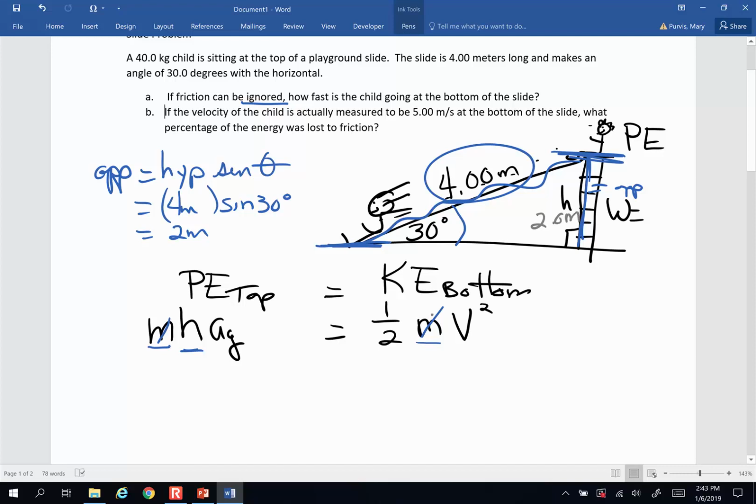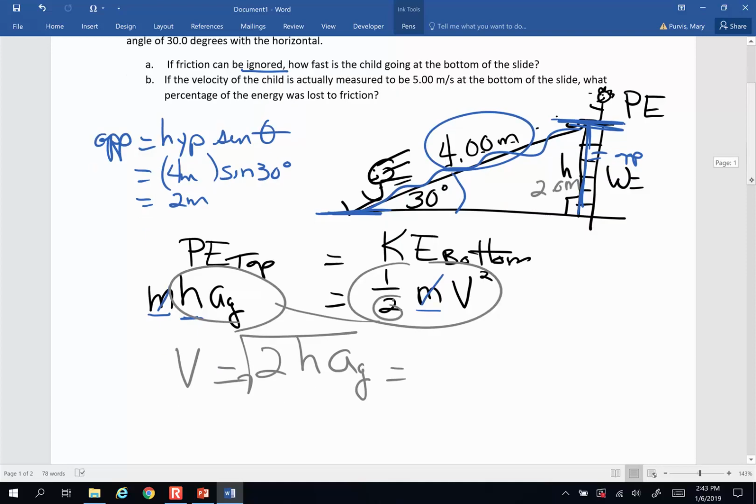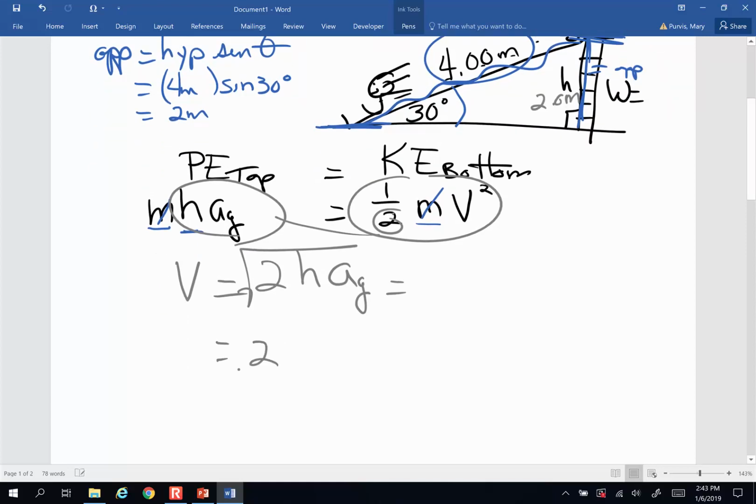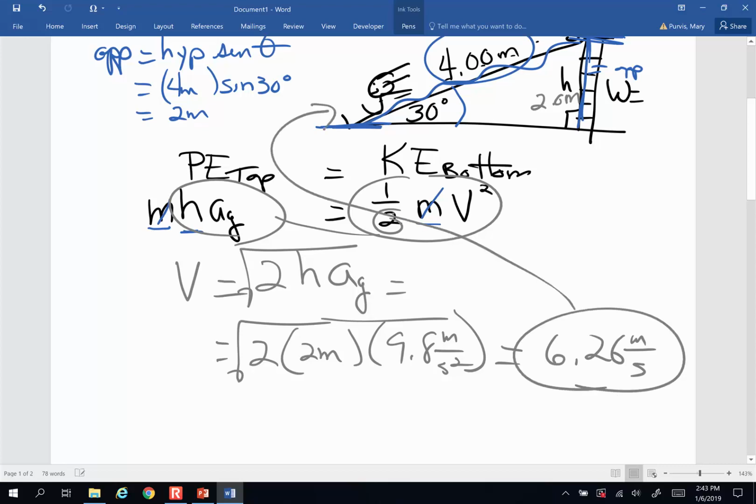Now I can rearrange this and put some numbers in. So the velocity at the bottom is going to be the square root of 2 times height times acceleration of gravity. This is velocity squared, so I'm going to square root that. What I'm going to end up with is 2 times my 2 meters times 9.8 meters per second squared. And when I take the square root of that, I end up with 6.26 meters per second as the velocity at the bottom of the slide.